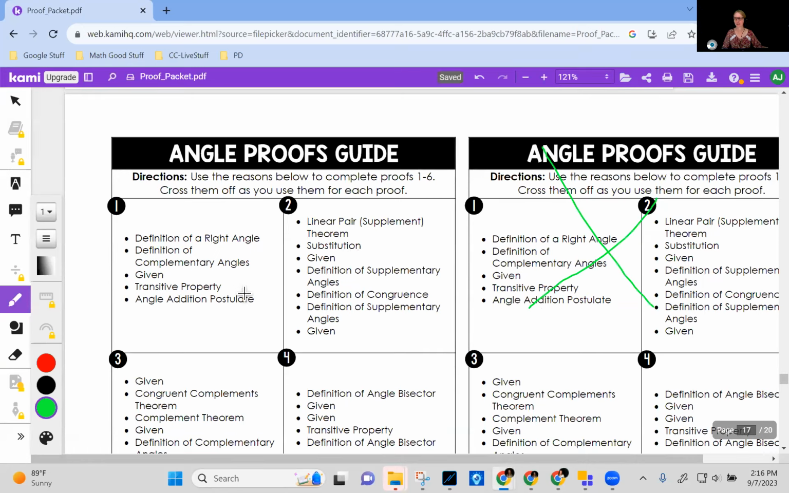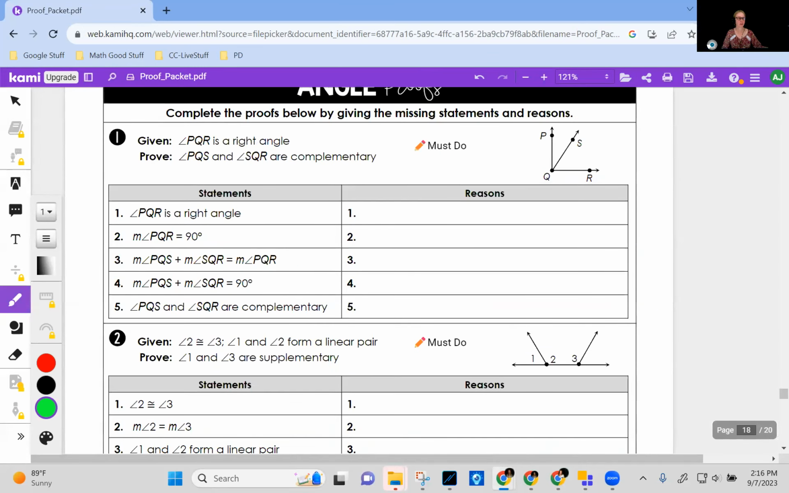So I have this Reasons Bank I'm about to pull to my e-glass so you can see that. Should be right here. There we go. So we have a Reasons Bank for this, and we're going to try and fill this out.